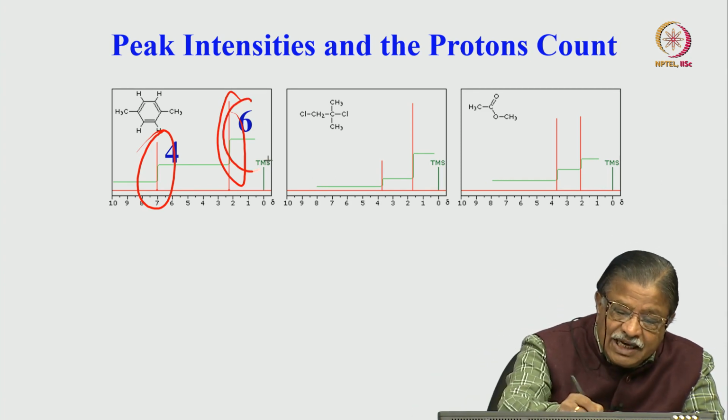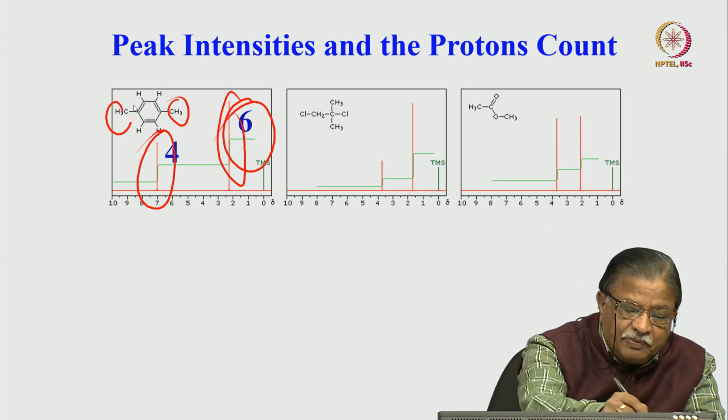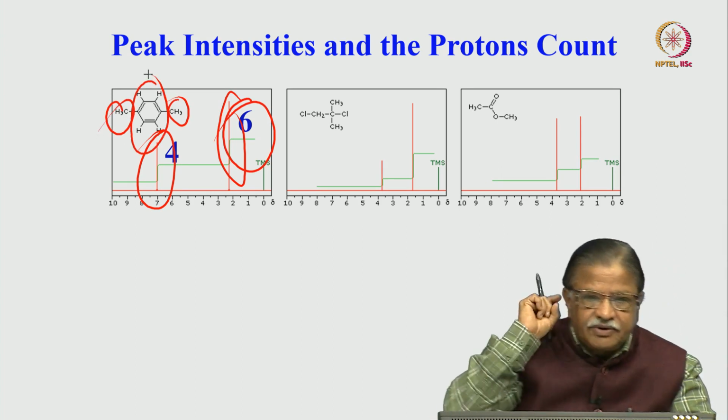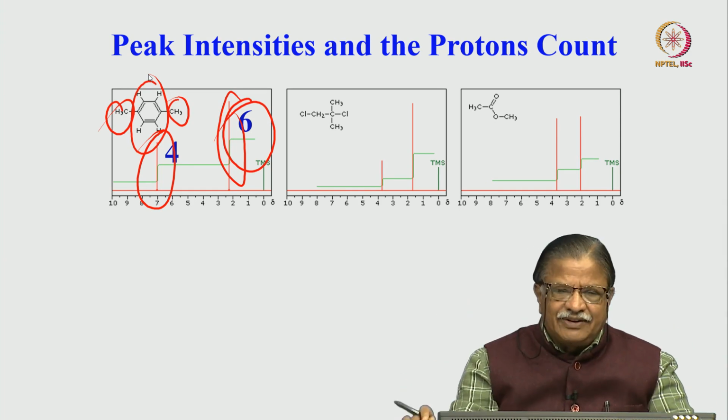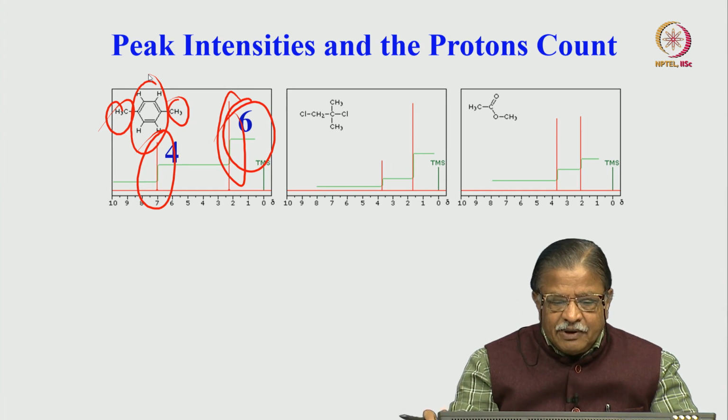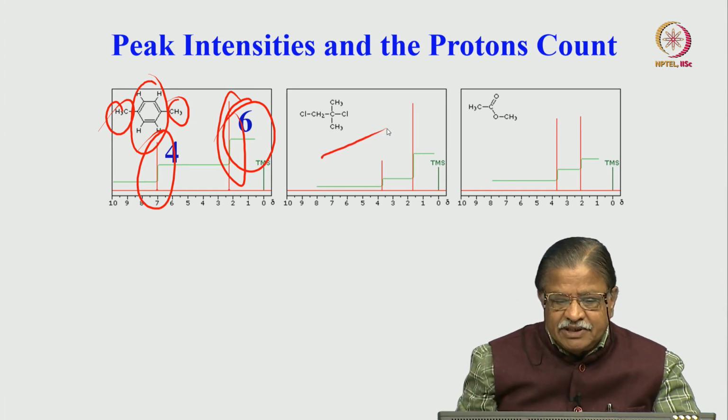That means this intensity 6 corresponds to 2 methyl groups here, and this intensity 4 corresponds to these 4 protons. So, the signal intensity, the area of the curve, tells me about the proton count. What about this molecule? Another example is given here.